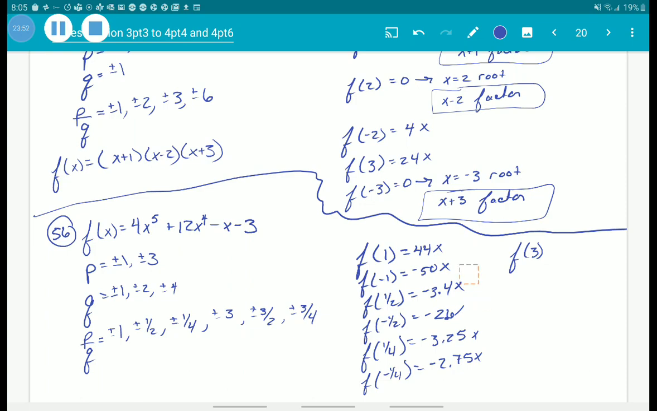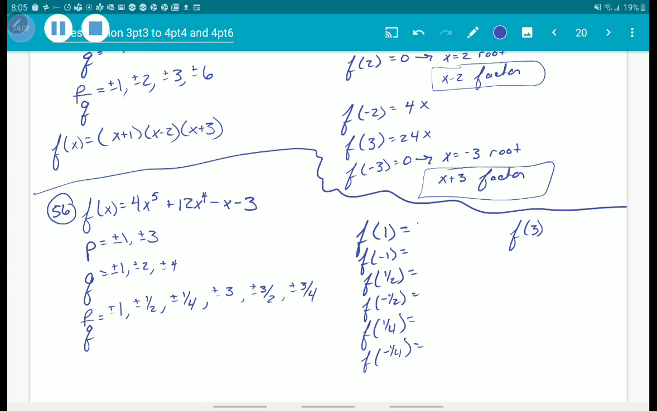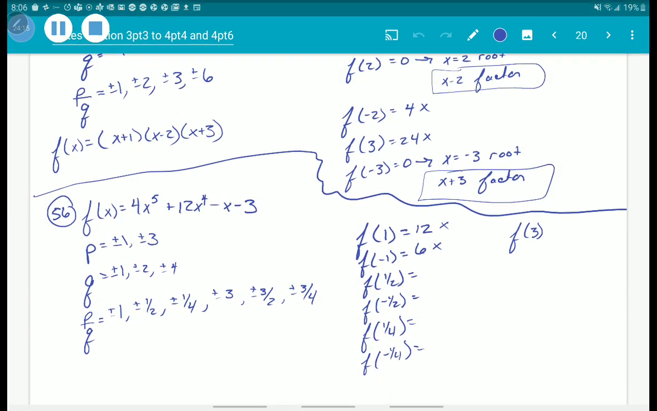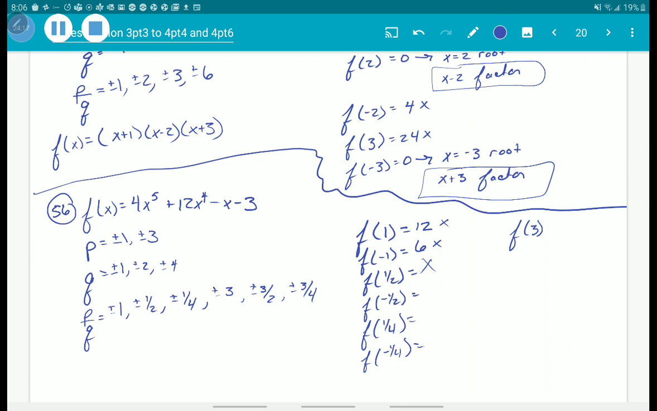Okay, I think I had something typed in incorrectly in my calculator. So let's go back to this. If I plug 1 in, I got a 12. If I plug negative 1 in, I get 6. So neither of those work. If I plug in 1/2, that doesn't work because I don't get 0. If I plug in negative 1/2, it won't work. 1/4 and negative 1/4, those don't work either. I get decimals for those.